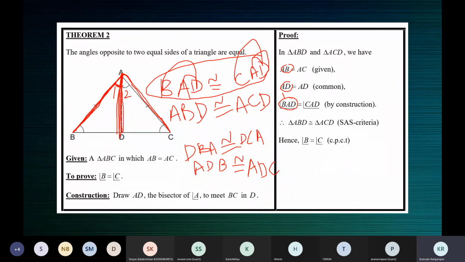So whichever way, I have here written ABD, ACD. This is not the only way of writing the SAS criteria. You can write any one. You can write DBA congruent to DCA, or ABD congruent to ADC. Everything amounts to the same. You're matching the vertices in any of these ways of writing.